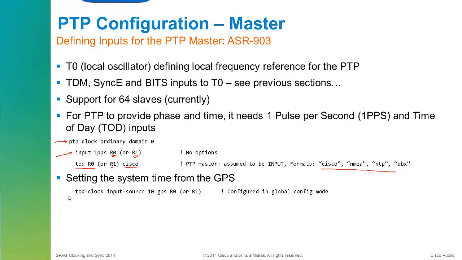What's a little bit different is that the 903 also supports the ability to set the time of day for the system from the GPS port, so it can actually read this time of day input port and use it to update the time of day clock on the system. So we've seen how the 903 can also set the time of day coming over PTP, but it can actually set it directly from the device externally that's providing its reference for PTP.